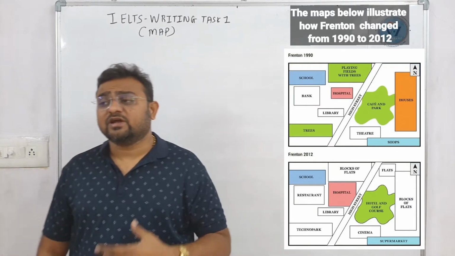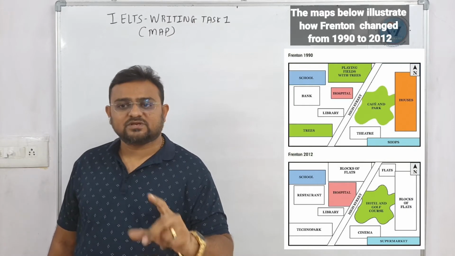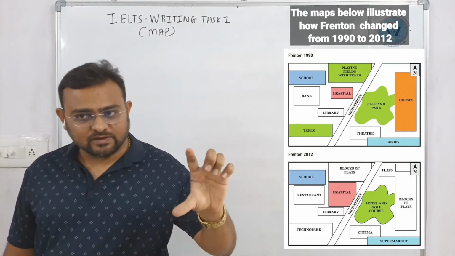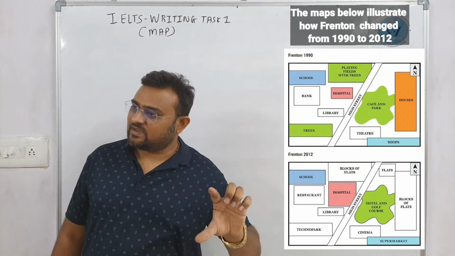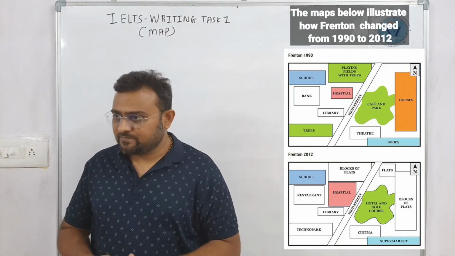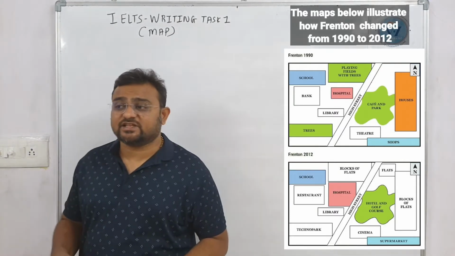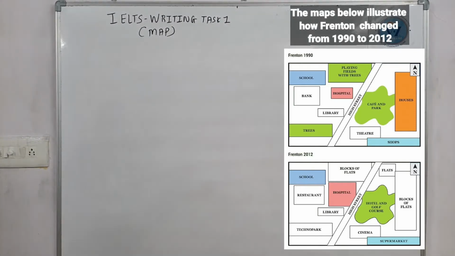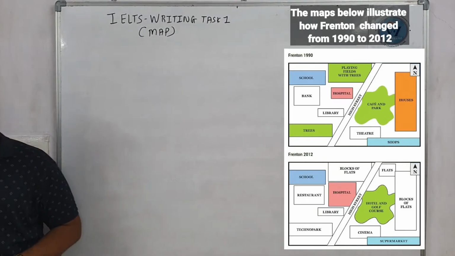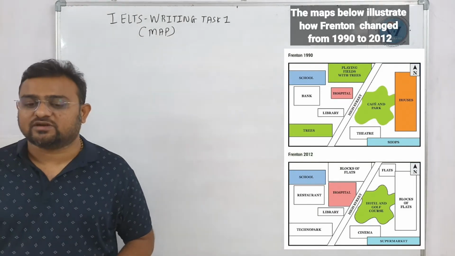Today we will talk about the first way. Matlab, we will make two body paragraphs for two maps. First paragraph for the first map, second paragraph for the second map, in which we will see what changes are made. Okay, so now in this map we are seeing the changes in Frenton from 1990 to 2012. You can see the introduction that the map below illustrates how Frenton changed from 1990 to 2012.